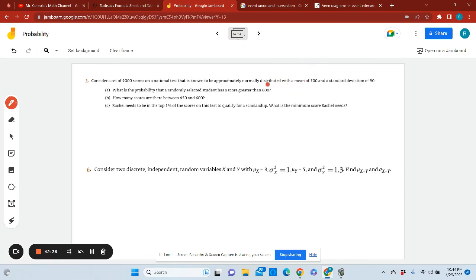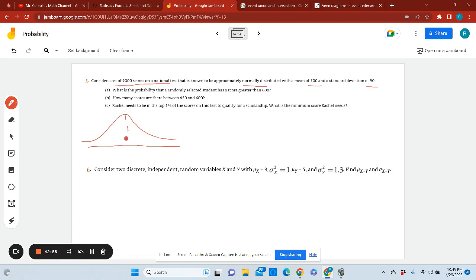Okay, let's see. Let's try and finish this out here, right? They say consider a set of 9,000 scores that are normally distributed with a mean of 500 and a standard deviation of 90. What is the probability that a randomly selected score is greater than 600? This is easy, right? We do this in our sleep now.